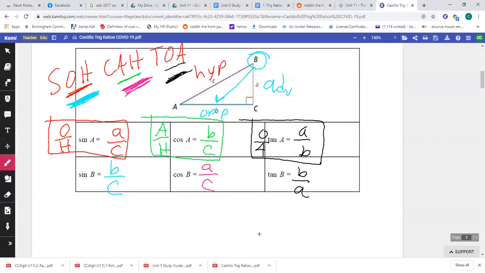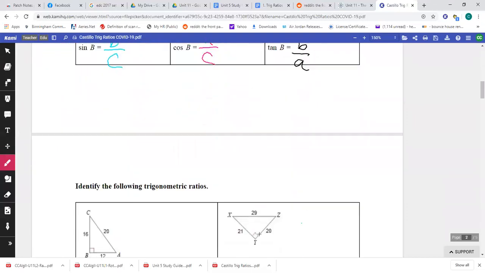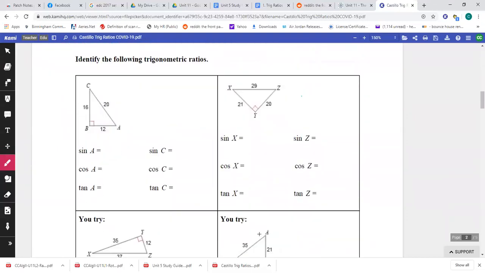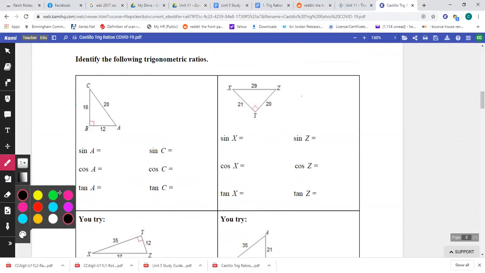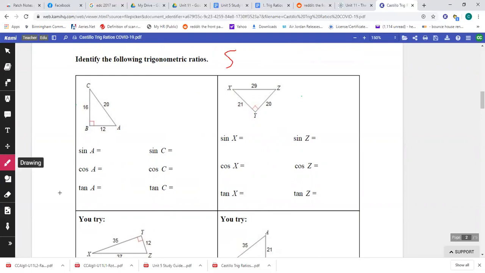Okay, so now let's just do a little more practice with this. So now we have triangles, and now instead of saying A, B, C, we actually have numbers here. So once again, we will not forget that we have to remember Sohcahtoa. So I'm going to always write it when we're doing problems here. Okay, so let's do the left column first. We're going to focus on angle A.